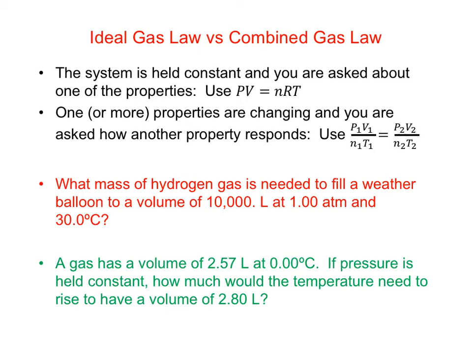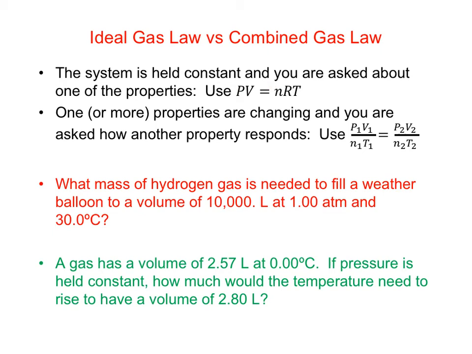So in the first example, we want to know what mass of hydrogen gas is needed to fill a weather balloon to a volume of 10,000 liters at 1 atmosphere and 30 degrees Celsius. So nothing is changing. They just want to know what one of the properties of the gas is. In this case, they ask for the mass, which isn't in the ideal gas law, but if we know the moles, we can get the mass. So they're just asking about one of the properties. So I want to use PV equals nRT for that one.